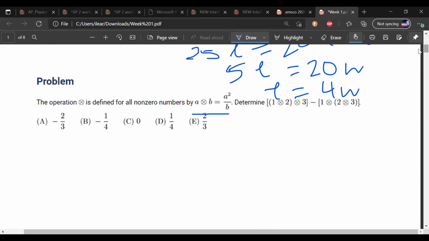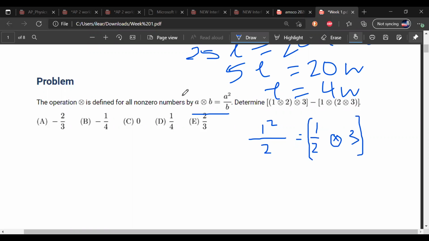So we have this, right? So now let's first determine what this is on the left-hand side. On the left-hand side, we have 1x2. Plugging that in, we would get a squared, which is 1 squared, over b, which is 2. All right, so this would give us 1 over 2. So now we have 1 over 2 x3. This is what we have on the left-hand side.